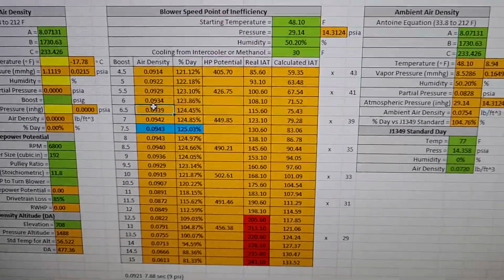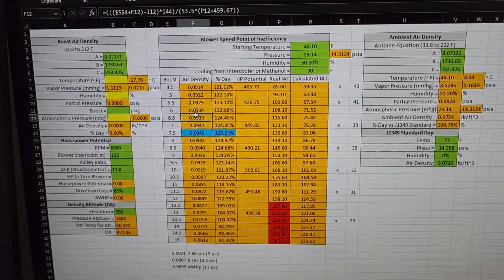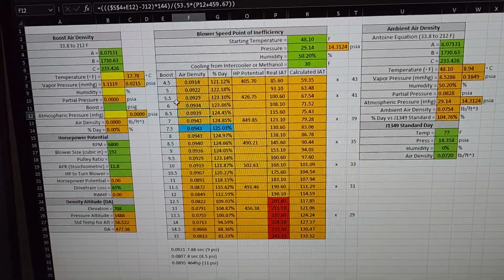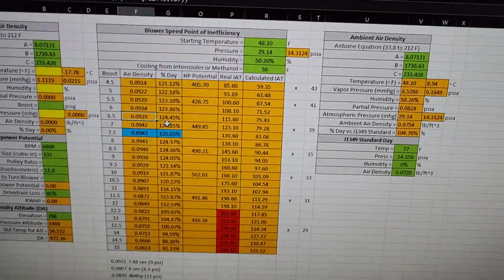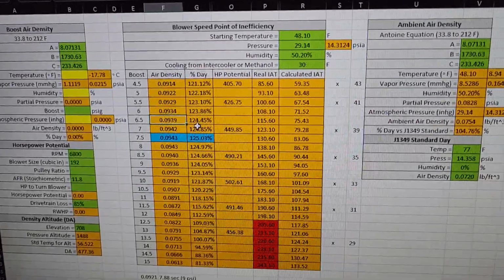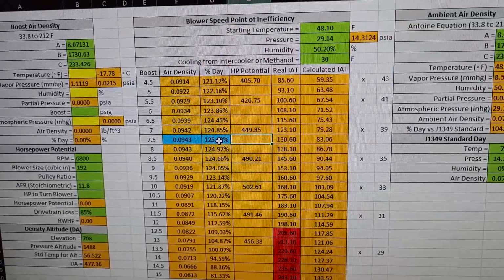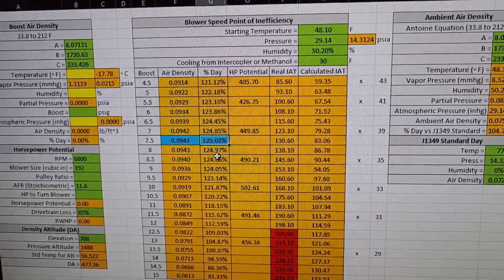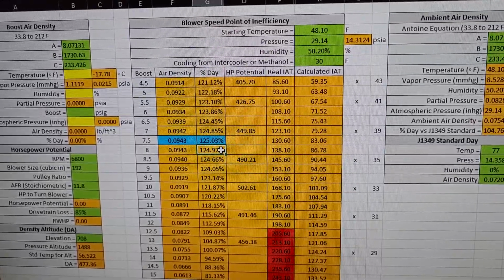is something I want to make very clear. And somebody mentioned this. They were like, hey, just because you're making the most air density doesn't mean you can't make more horsepower. And that's absolutely true. What I want to make clear here is 7.5 pounds of boost has the highest amount of air density. But if you look here, we're talking very small margins of loss in air density.